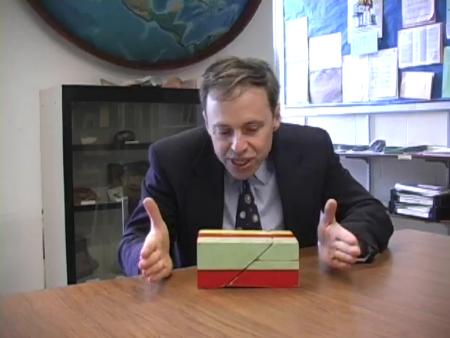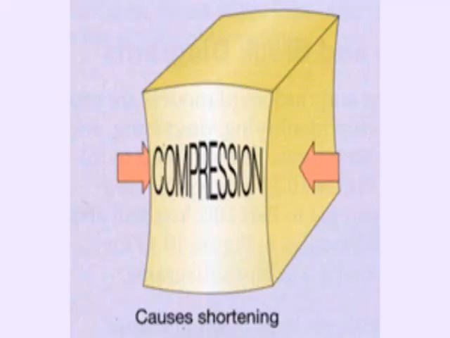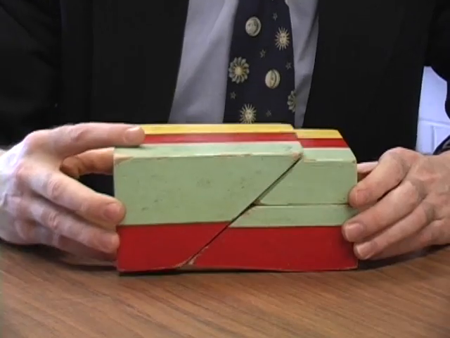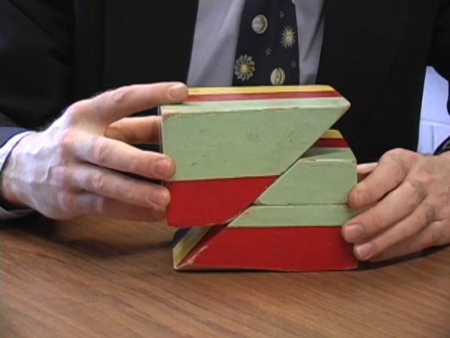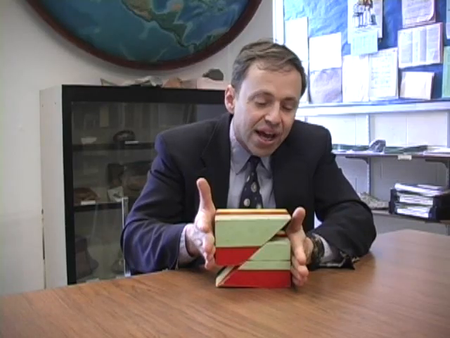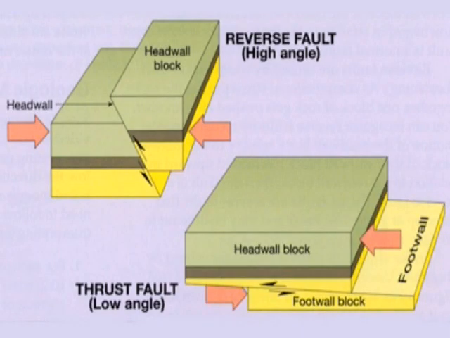We'll start with dip-slip faults. If we squeeze these together, we're going to take some stresses and push them together. Watch what happens when I do that. Notice how the hanging wall has moved up the hill on this footwall. And you can see the offset on the layer.